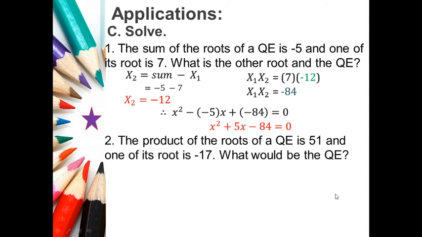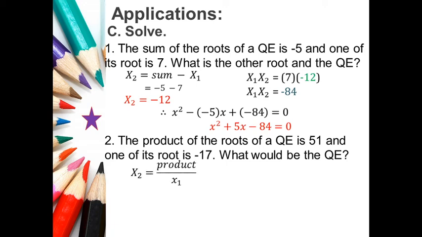Next. The product of the roots of quadratic equation is 51, and one of its roots is negative 17. What would be the quadratic equation? So, dito sa first problem natin, ang given sum and one of the roots. This time, the given is the product of the roots and one of the roots. So, since ang inverse operation ng product or ng multiplication rather is division, we need to divide the product by the given root to solve for the other root. Kasi kailangan nating i-determine yung sum. Para ma-determine yung sum, dapat meron tayong dalawang roots.